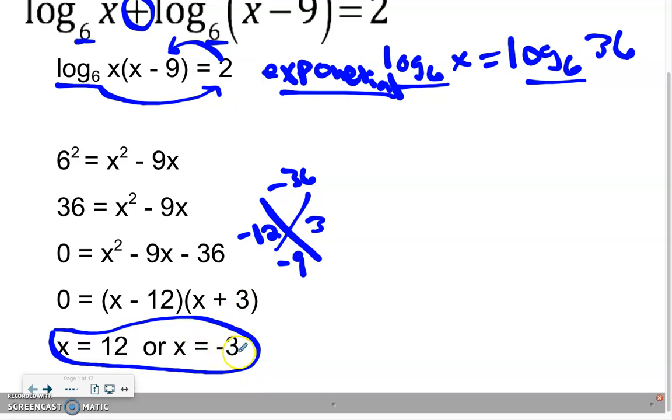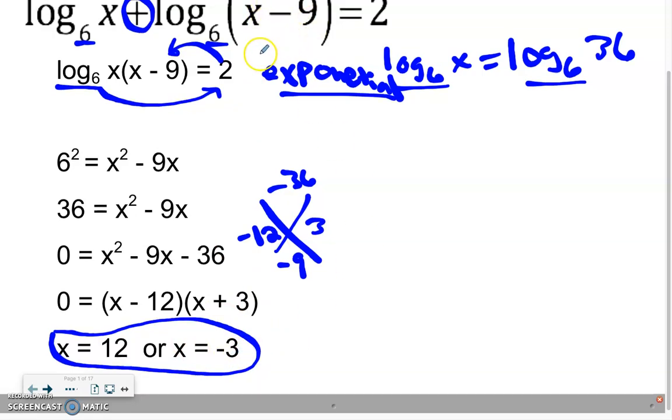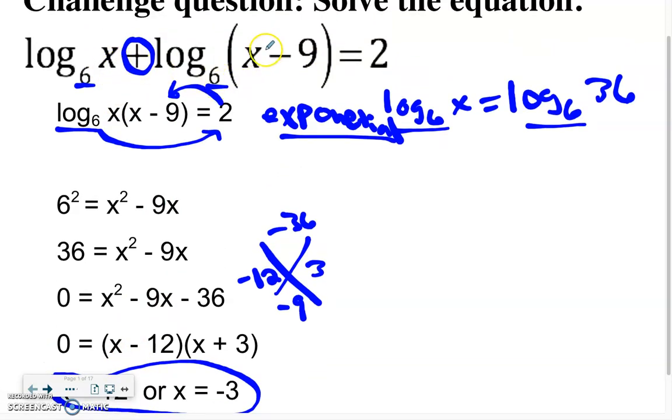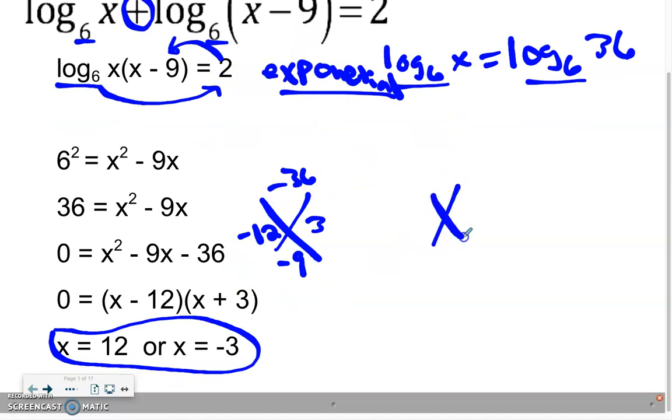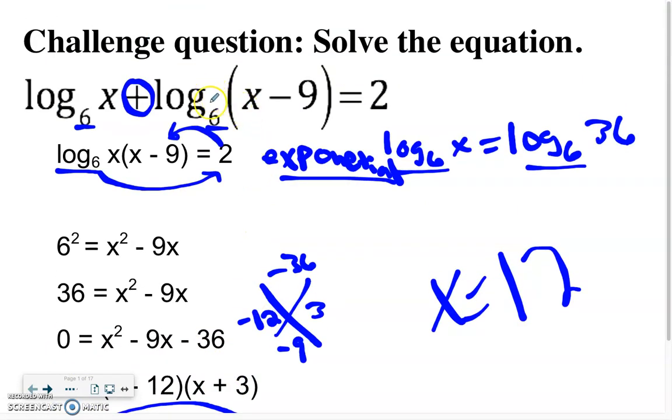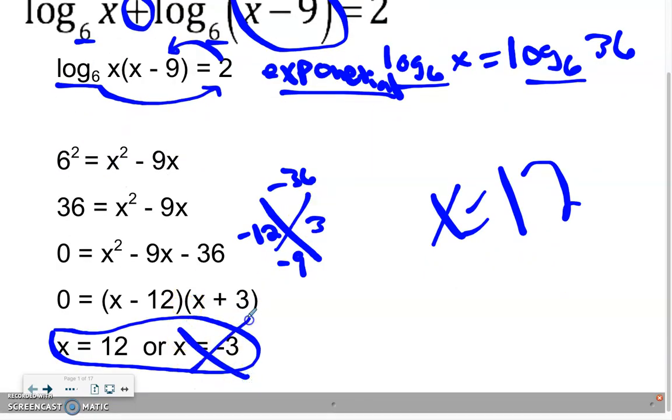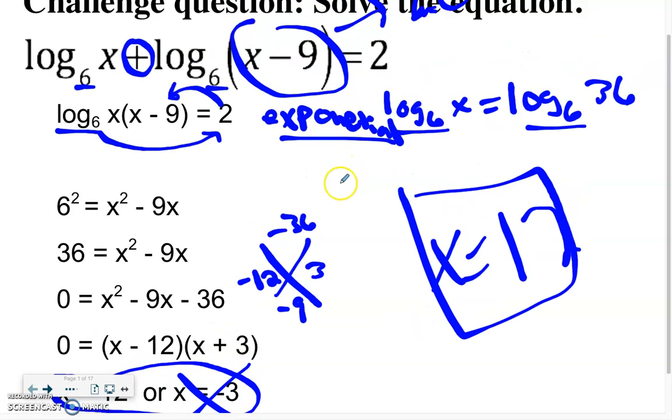We just have to make sure that when we plug these back in, negative 3 doesn't come out to be a negative inside the log. So I plug 12 in, 12 minus 9 is 3, so we're good. x equals 12 is a solution. But when we plug negative 3 in here, you get log base 6 of negative 12. Can we take the log of a negative number? So we have to make sure that this expression is going to be greater than 0. Actually, not greater than or equal to, just greater than, sorry. It should just be greater than 0. And thus, since it comes out to be negative, this is not one of our solutions, and our only solution that would make the statement log base 6 of x plus log base 6 of x minus 9 equal to 2 true is x equals 12.